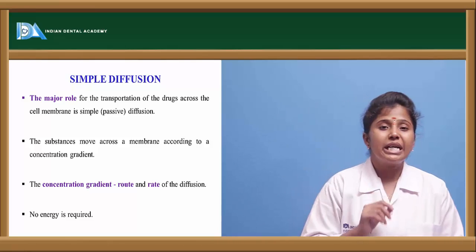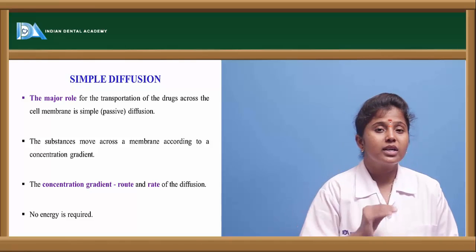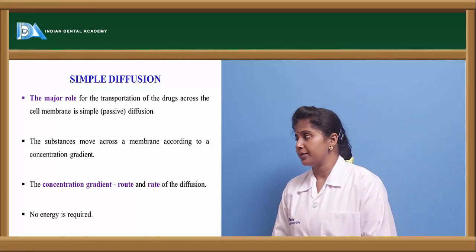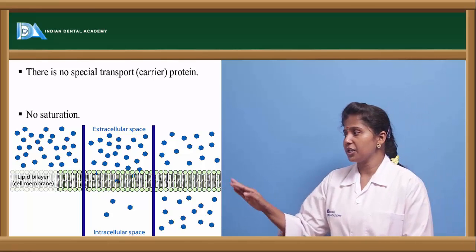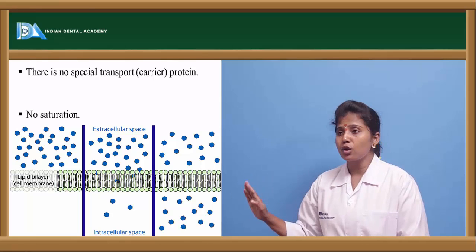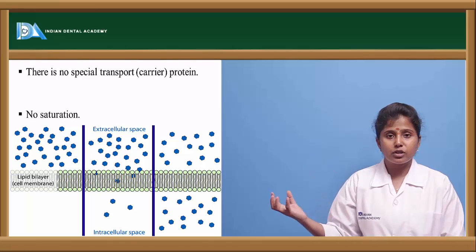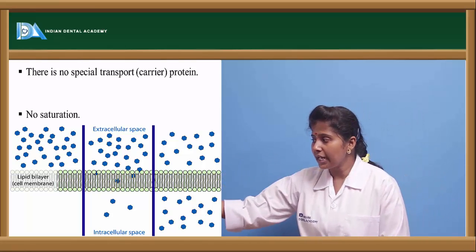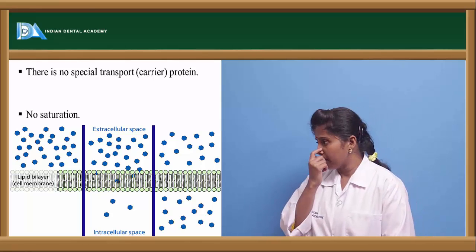And here no energy is required. That is the reason this is called passive diffusion, where it does not utilize any energy. Here is the diagrammatic representation. No carrier proteins are involved, and no energy is lost. The molecules in blue color are present in the extracellular space, and they enter directly through the plasma membrane into the cytosol of the cell.